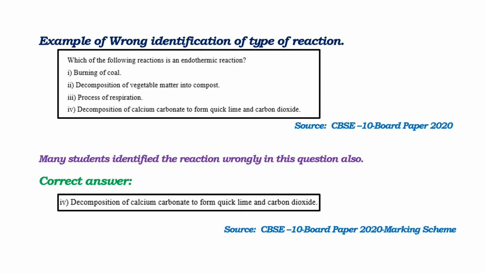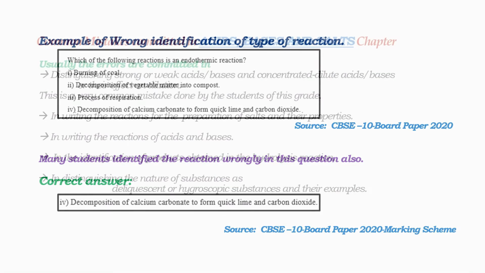Example of wrong identification of type of reaction. In this MCQ, many students identified the reaction wrongly. For the question, which of the following reactions is an endothermic reaction, the correct answer should be decomposition of calcium carbonate to form quicklime and carbon dioxide.